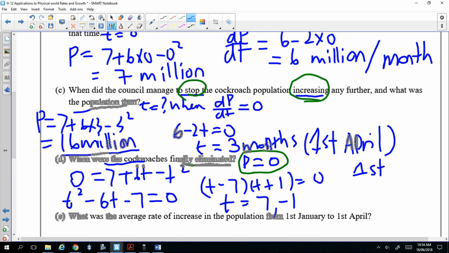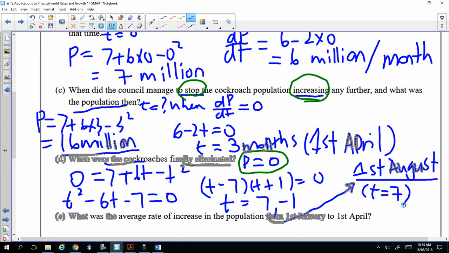Okay, 1st of August. That corresponds to t equal to 7, 7 months after 1st of January. Okay, that's when they were finally eliminated.